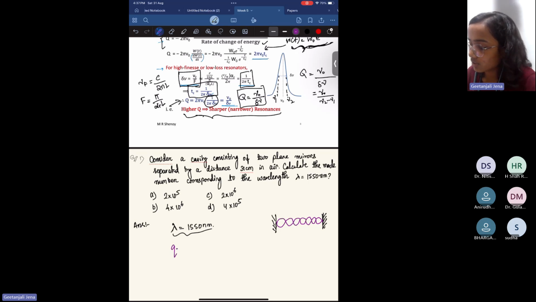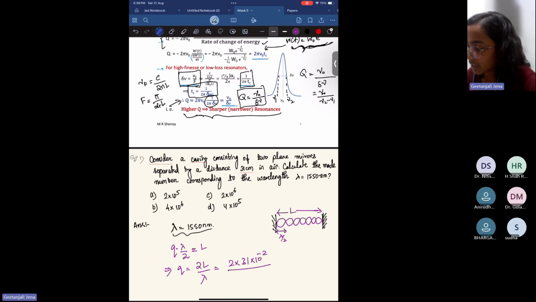So that means Q into this distance, which is lambda by 2, right? So Q lambda by 2 equals L. If you multiply the mode number with lambda by 2, we get back the separation between the plane mirror resonator. So Q is 2L divided by lambda. So 2 into 31 centimeter, and lambda is 1550 nanometer. So this value will come out to around 4 into 10 to the power 5.